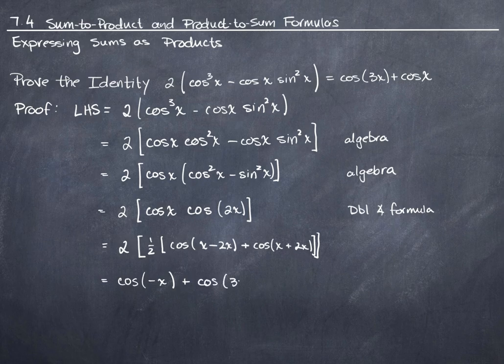Now on the surface, it doesn't look like we're much farther forward, but one thing I can point out is that I know that when I plug a negative value into cosine, it's either going to spit out cosine of x or negative cosine of x, depending on whether this is an even or an odd function. It turns out that cosine is an even function, so this is the same as the cosine of x.